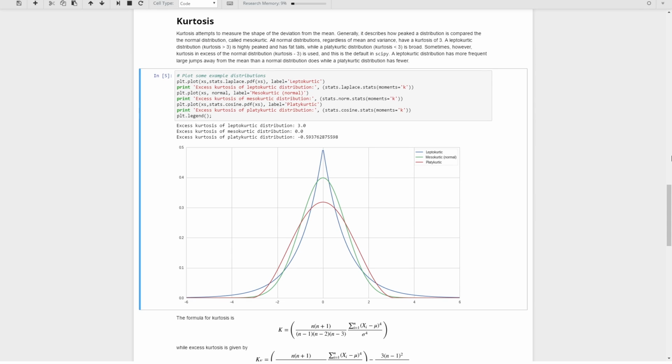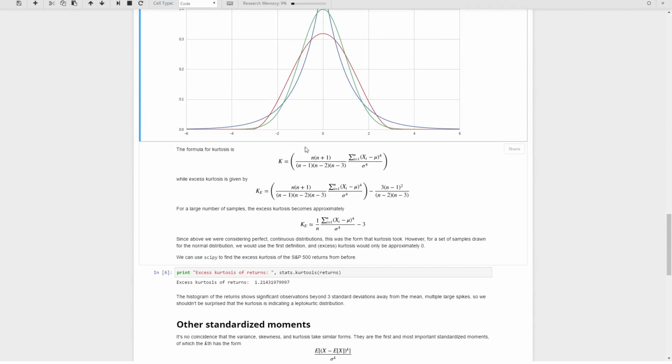Each of these different shapes of distributions correspond to more frequent jumps away from the mean, or less frequent jumps away from the mean, compared to the normal distribution. Because we see that stuff gets more concentrated in the center the more peaked we are, and we see that stuff gets less concentrated in the center the less peaked we are.